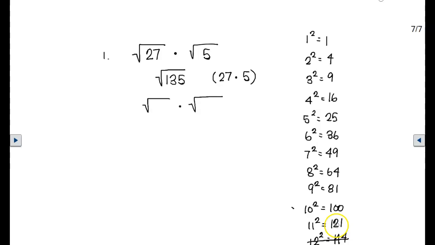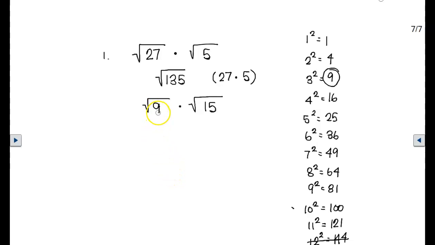135 won't divide by 121 or by 100 or by 81 or by 64 or 49 or 36 or 25 or 16, but 135 will divide by 9, and you can use your calculator to figure that out. So the square root of 135, I'm going to rewrite as the square root of 9 times the square root of 15. 9 times 15 will give me 135.